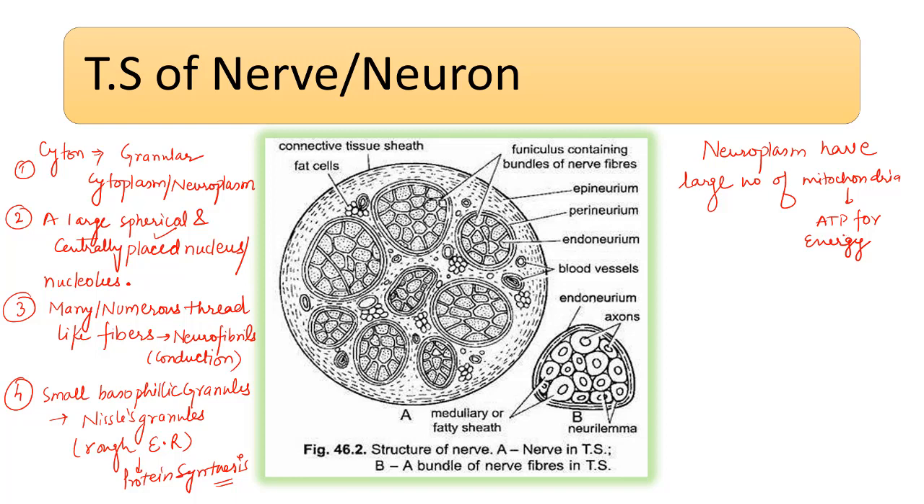Neuroplasm may have melanophores with melanin pigment and lipochromes with orange or yellow pigment. A mature neuron has no centriole, so it cannot divide. Centriole is absent.